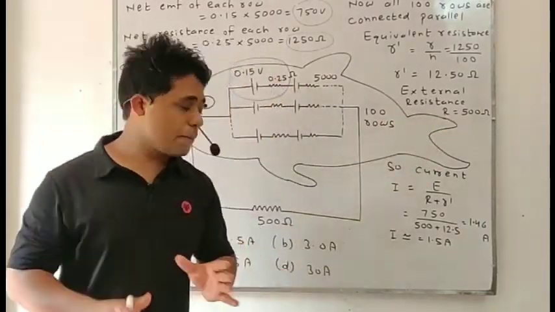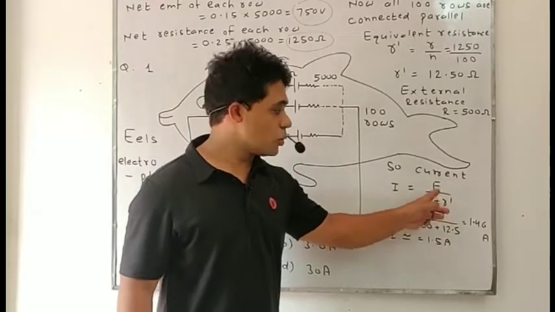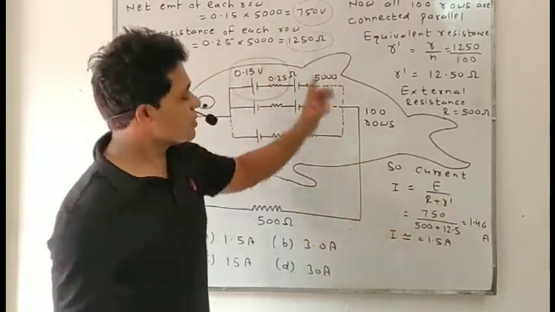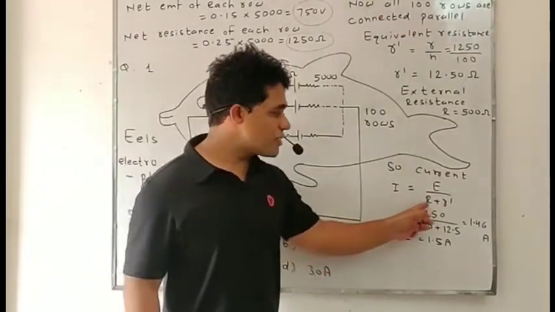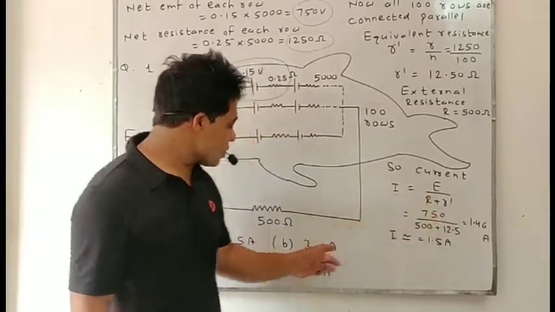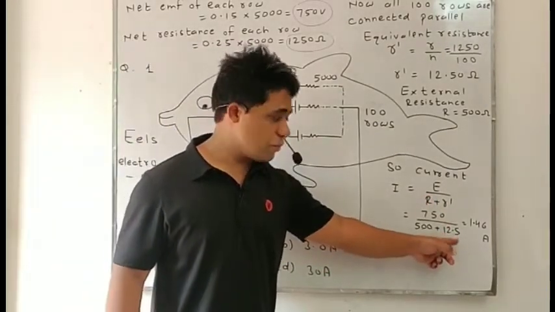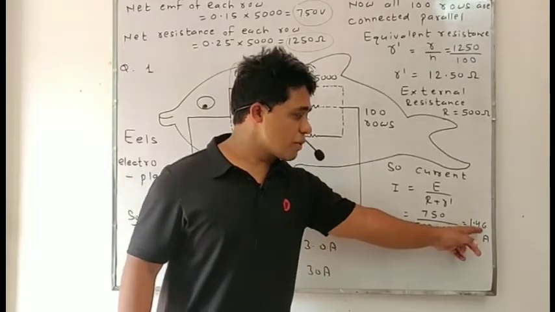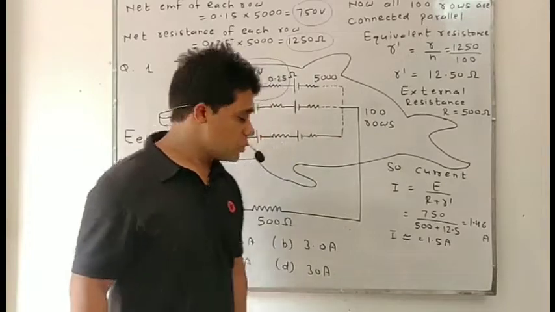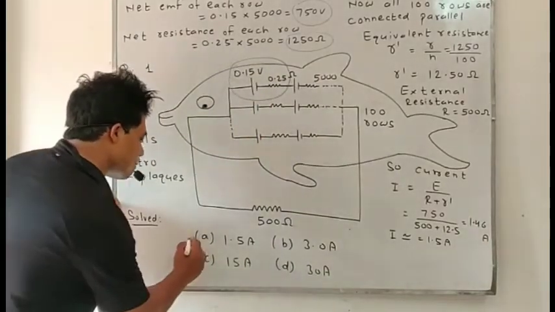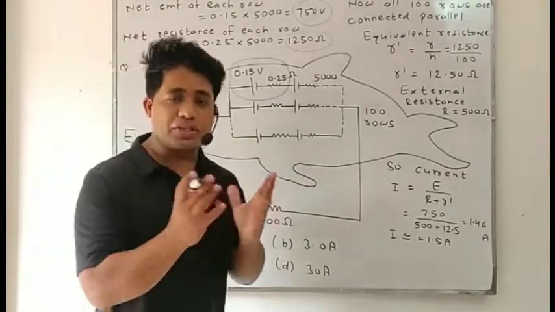So what is the current? We know the formula of current: total EMF by total resistance. Total EMF we have as 750, and as total resistance we have external plus internal. External we are given as 500 ohm and internal as 12.5. So we get 1.46, and when we round off we'll get 1.5 ampere. So which one is the correct option? Option A is correct, 1.5.